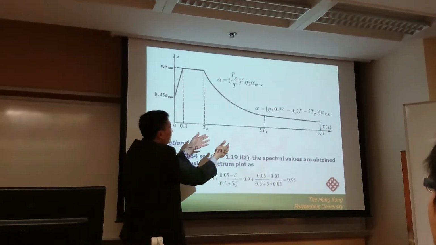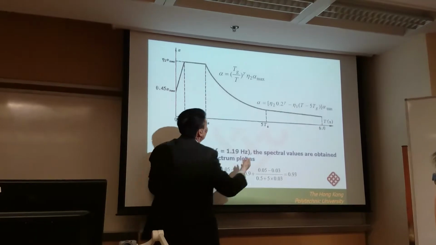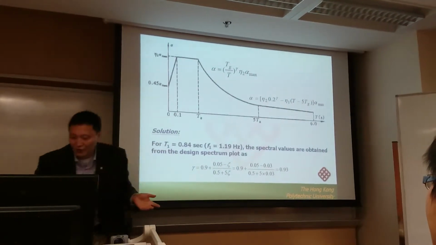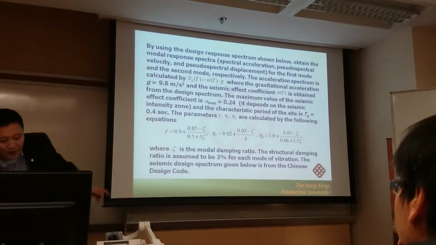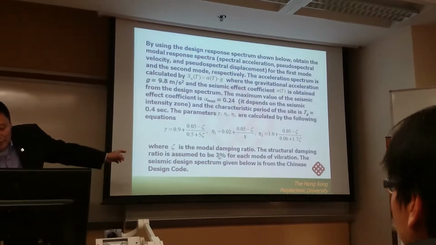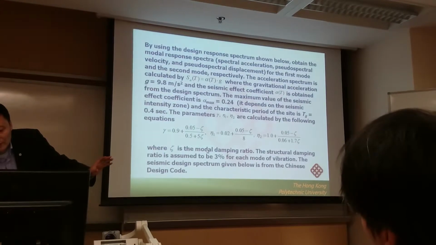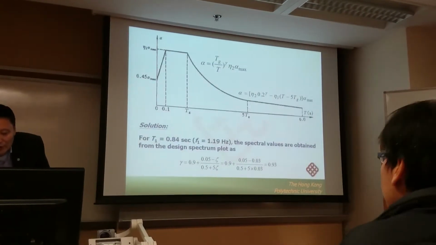But if you want to use a formula, you have to obtain the 3 parameters. This one, and this one. So they are just a function of the damping. So here there are 3 parameters. And for our problem, we assume the damping ratio is equal to 3% for all modes. For different modes, they have the same value. So then we can go to the design.